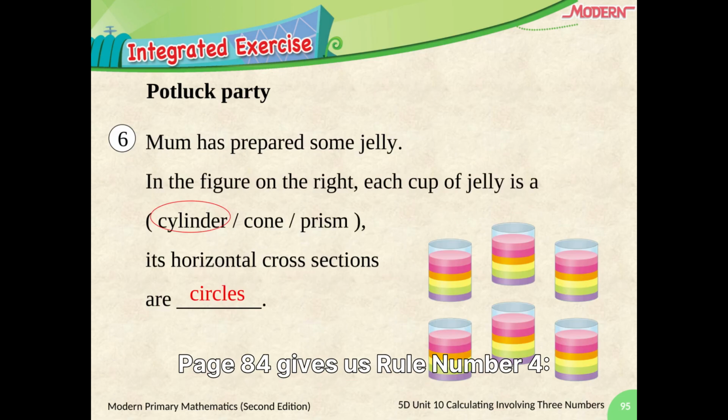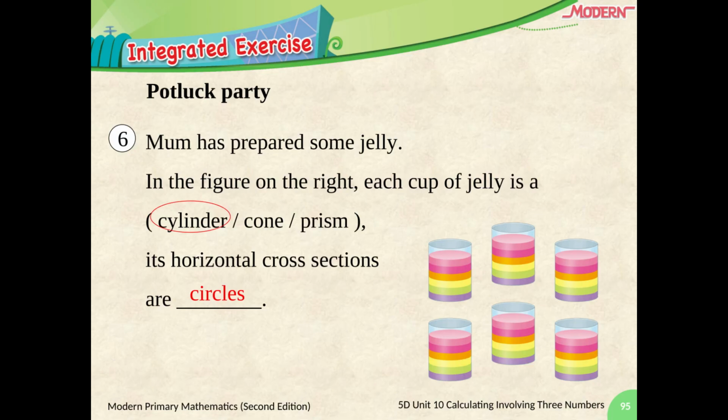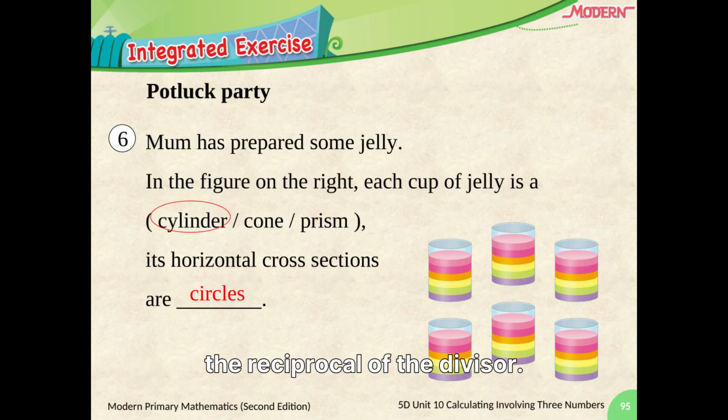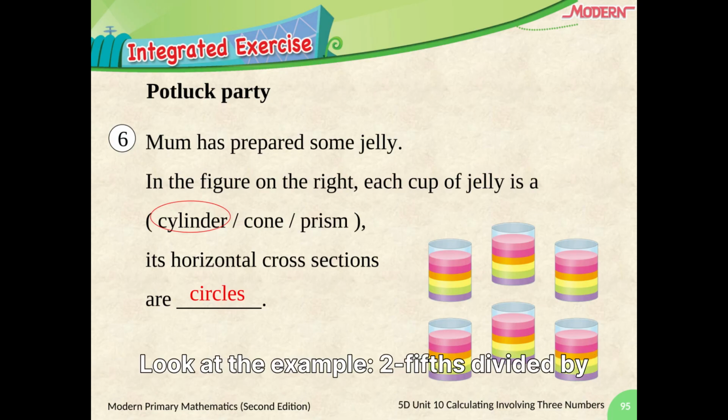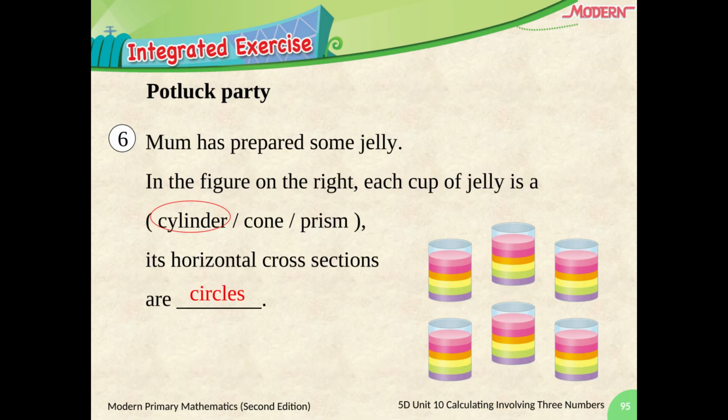Page 84 gives us rule number 4, dividing a fraction by another fraction. This is the peak of our calculation skills. Dividend divided by divisor equals dividend times the reciprocal of the divisor. Look at the example. 2/5 divided by 2/3. We flip the 2/3 to 3/2 and multiply. 2/5 times 3/2. The 2's cancel out perfectly. We are left with 3/5.